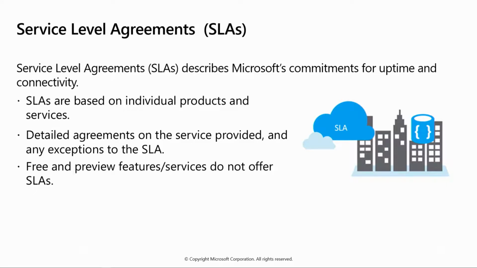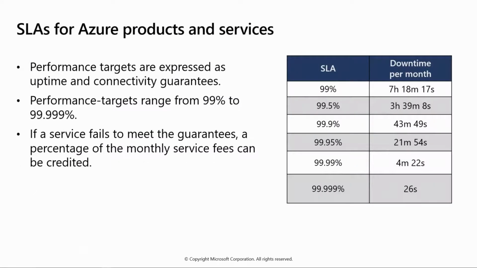So let's look at what some of those SLAs are. An SLA can range from 99% up to what we call 5 nines, so 99.999%. And you can see the higher the SLA, the maximum downtime that you will experience per month goes down. Let's just say, for example, what we call 3 nines, that 99.9%, the maximum downtime per month with that type of service, with that SLA, can be up to 43 minutes and 49 seconds.